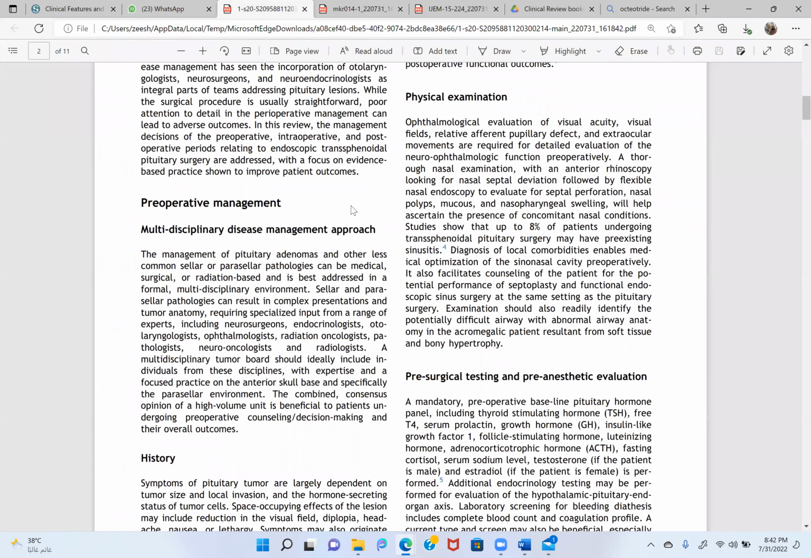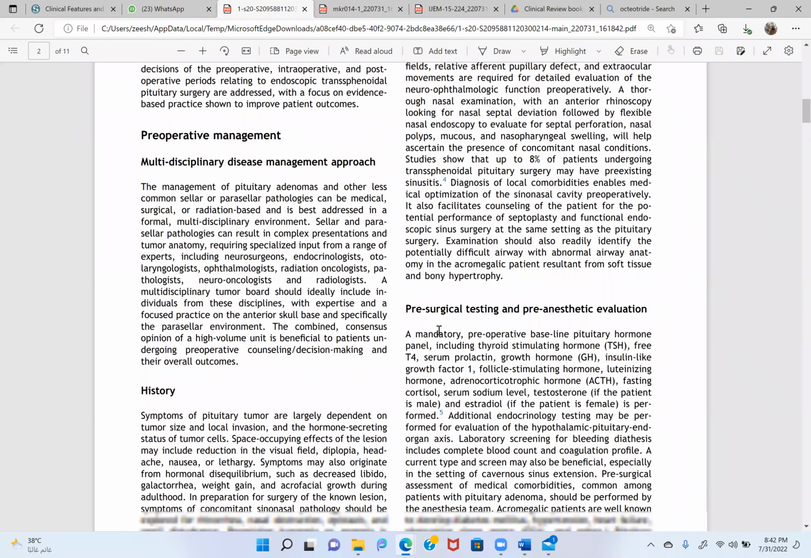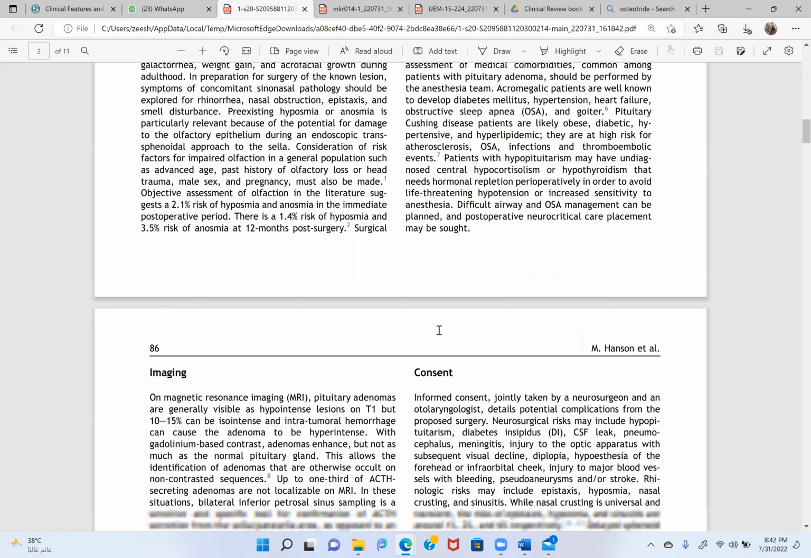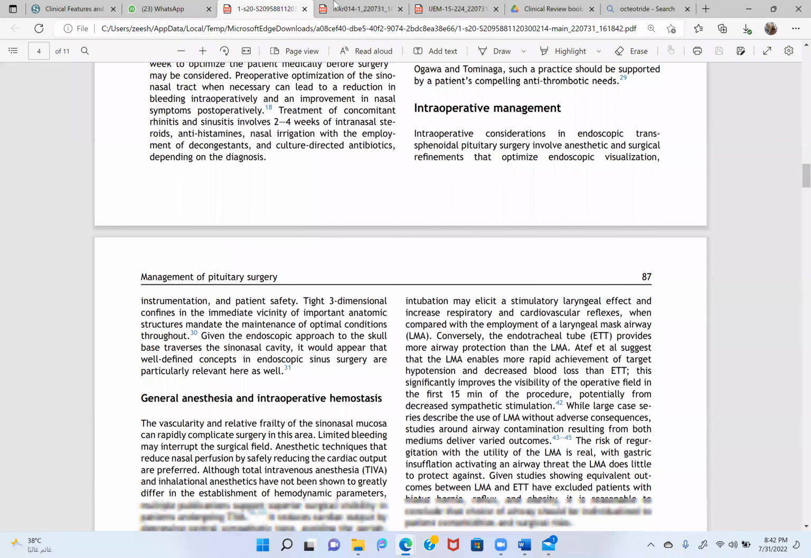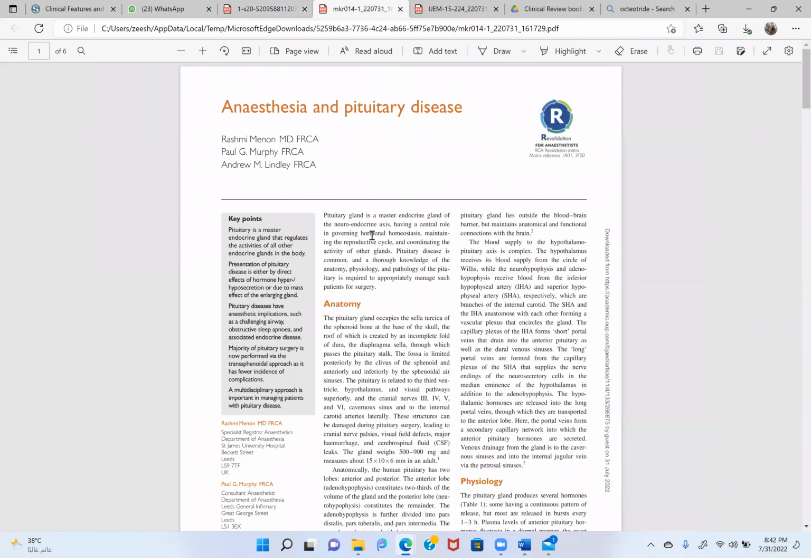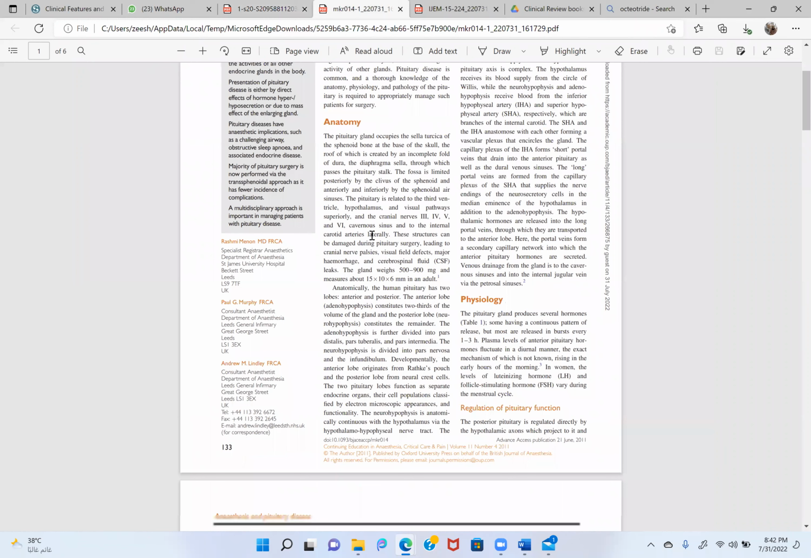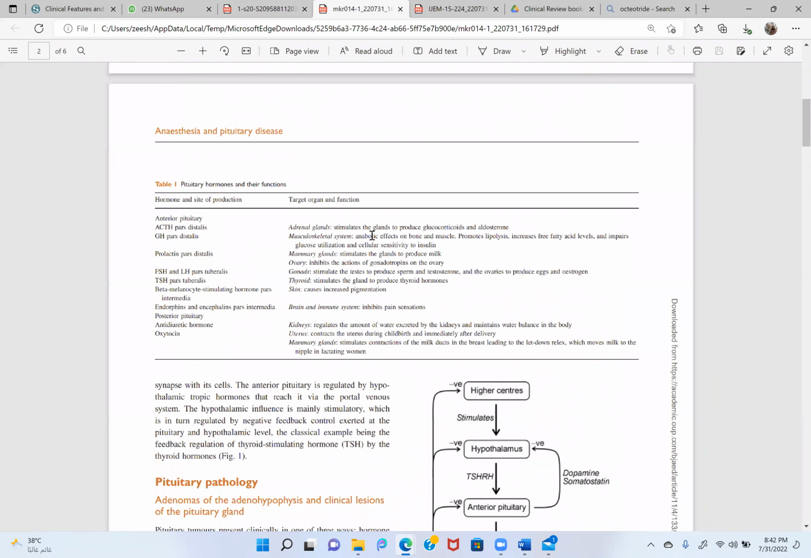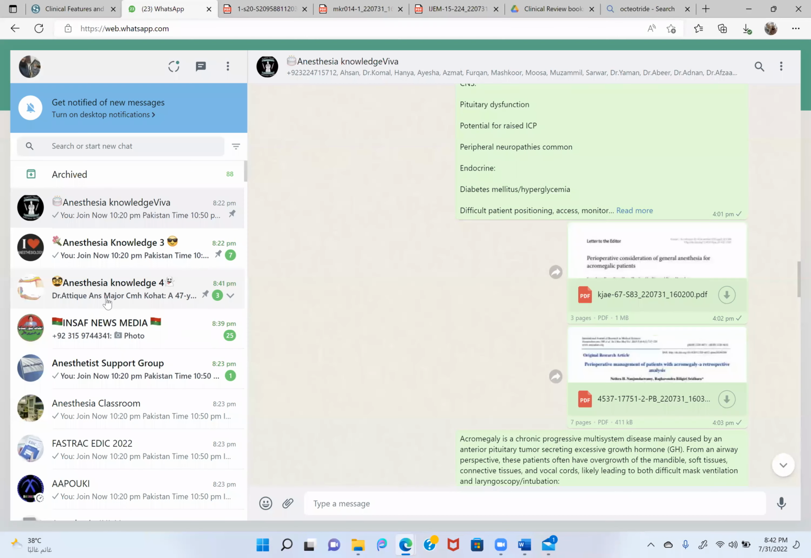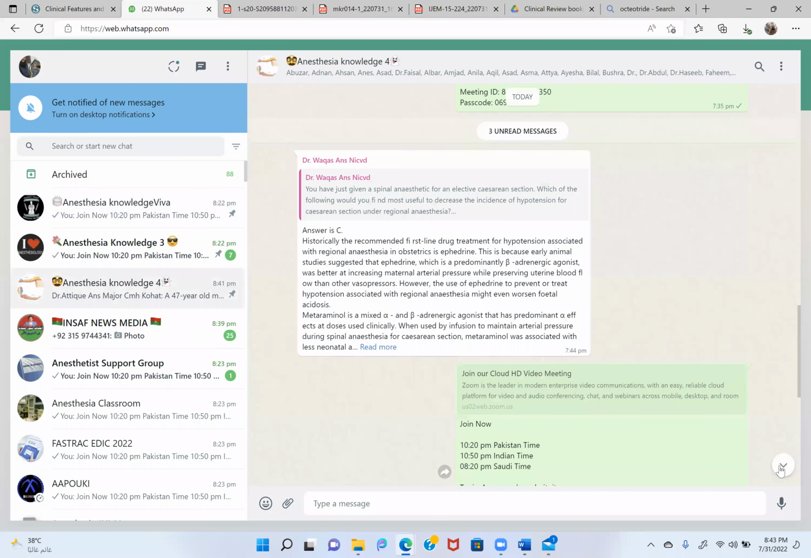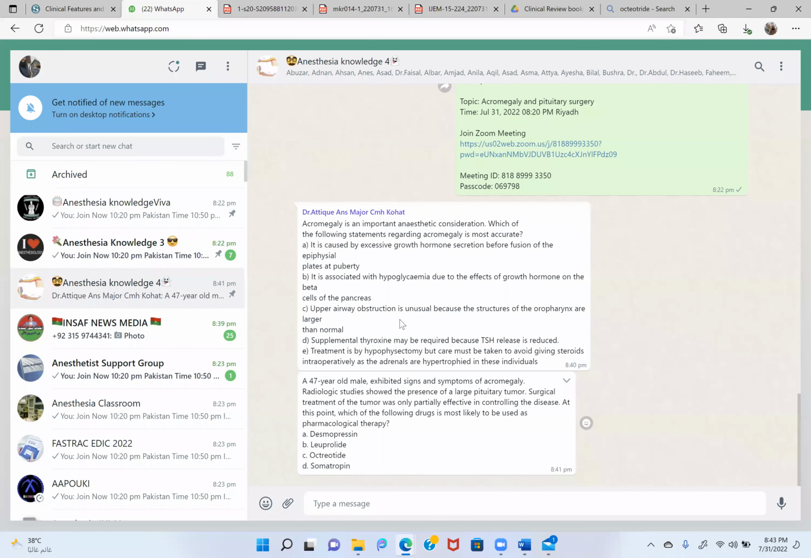Sir, two times it came in the CPSP viva. One is for growth hormone releasing hormone, and somatostatin or octreotide was the answer. And the second one is the MCQ I have shared in your group, sir. Acromegaly is important in anesthetic consideration. Which of the following statements is most accurate? I think it is the thyroxine. You will give a supplemental thyroxine. This is a question with you.